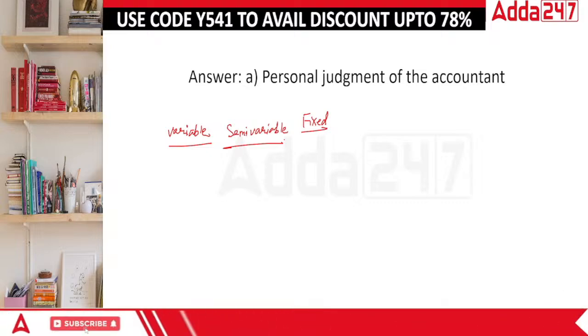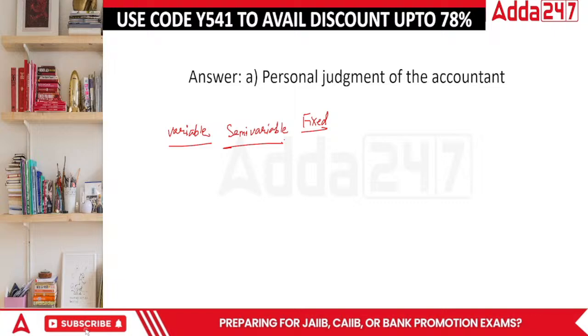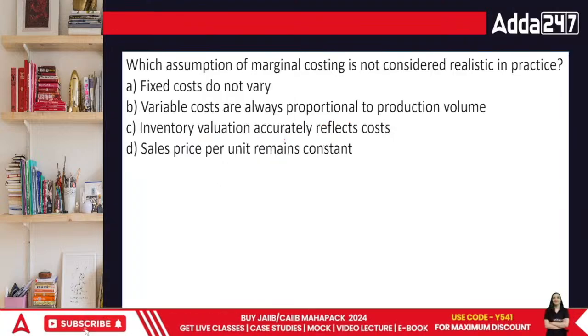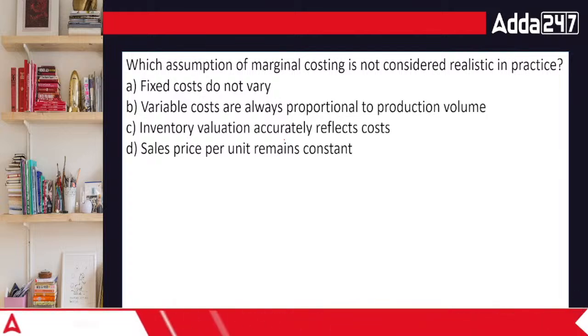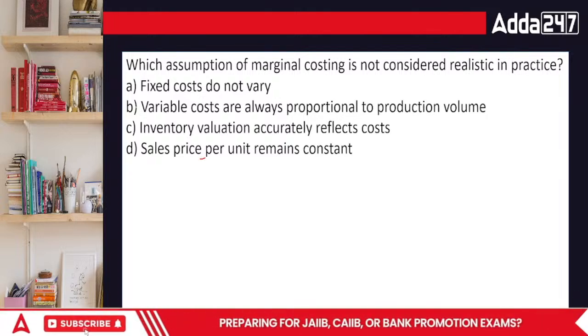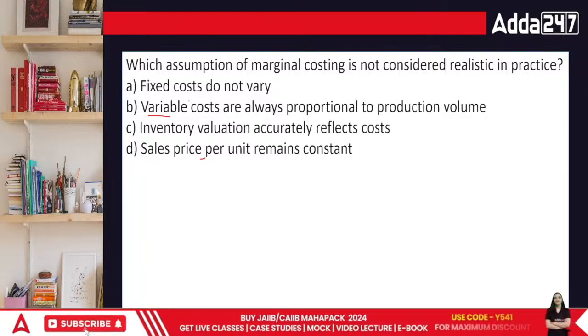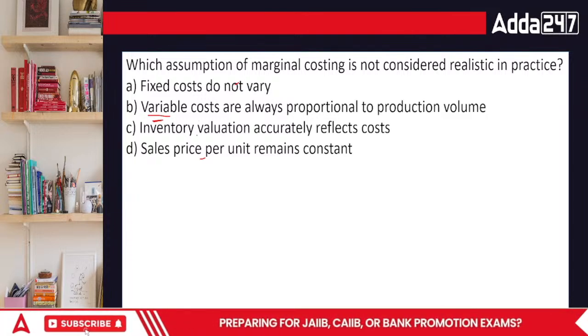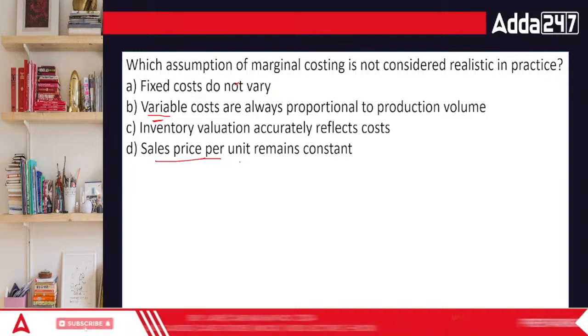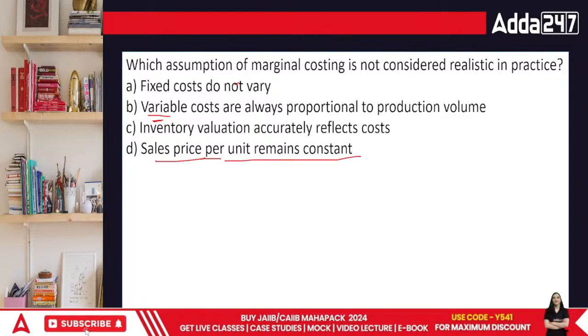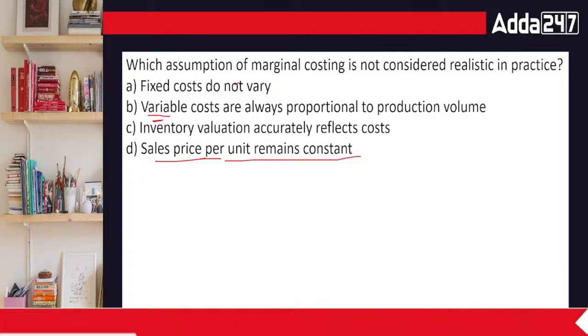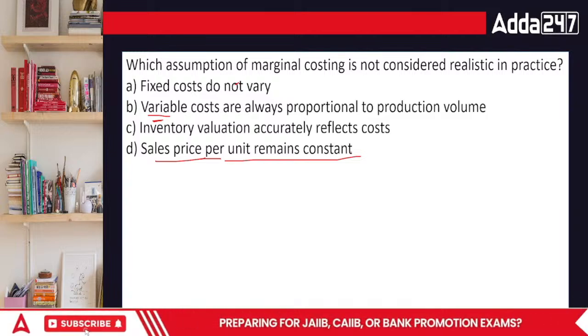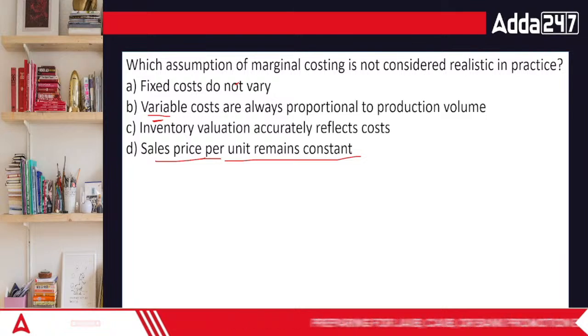Which assumption of marginal costing is not considered realistic in practice? Fixed costs do not vary. They do. Variable costs are always proportional to the production volume. Inventory valuation accurately reflects the costs, and sales price per unit remains constant. What's going to be the answer?